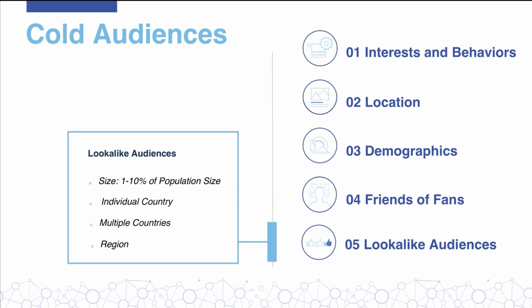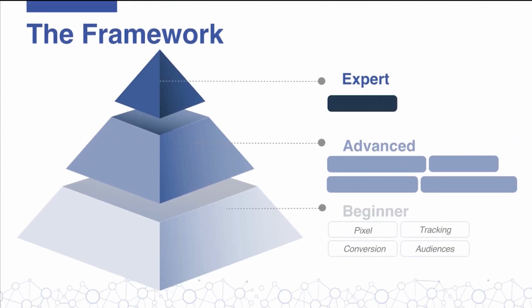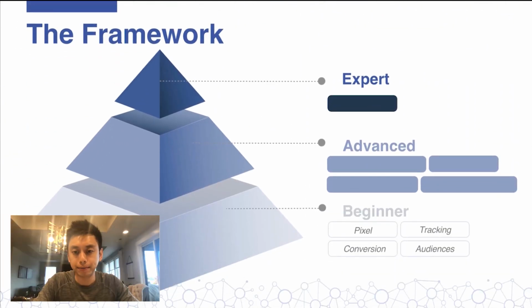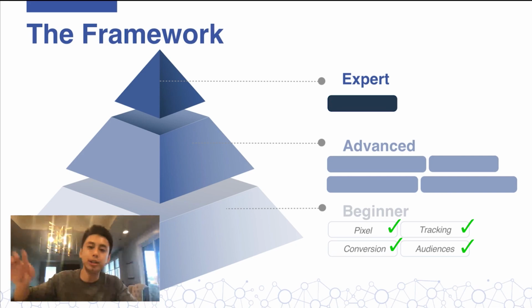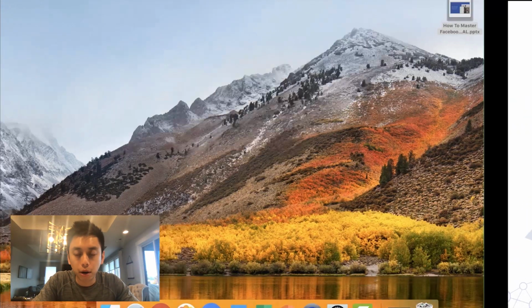It is how you scale a certain campaign. So the framework is like this. The beginner portion is to install your pixel. Now you're tracking people. You're tracking them so that you understand what your conversions are, whether it's for a lead, a sale, or a call. And now you're targeting people based on their interest, their demographics, and their location. Okay, so this is the simple part of Facebook ads.